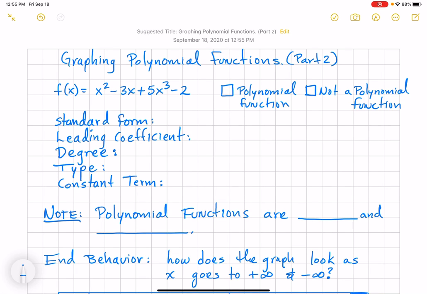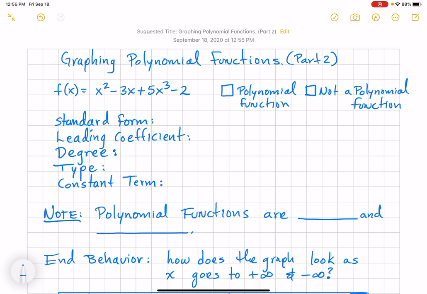Hello class. In this video we're going to finish up the section on how to graph polynomial functions. As you remember from part one, we described what makes a polynomial function, how to write it in standard form, and how to identify some of the parts.